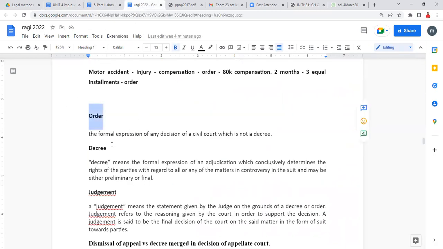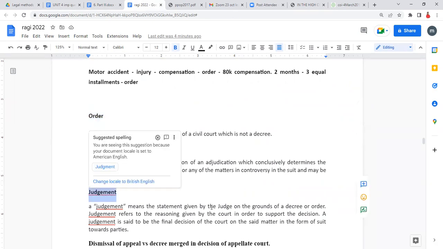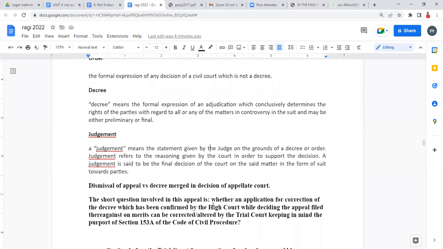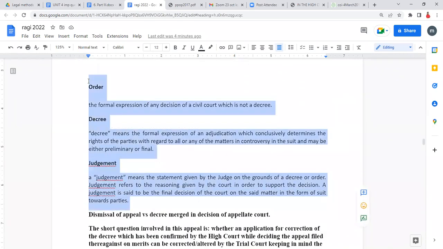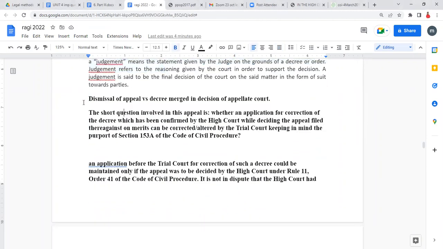So these kinds of orders we see, decrees we see, finally in whose favor the case was decided, and then the judgment, which is the final thing in a formal way, everything will be mentioned there. Okay, are these three things clear? Yes, ma'am. Okay, so these three things you will come across a lot of times. You can just note it down also.